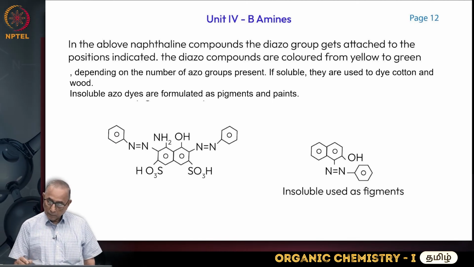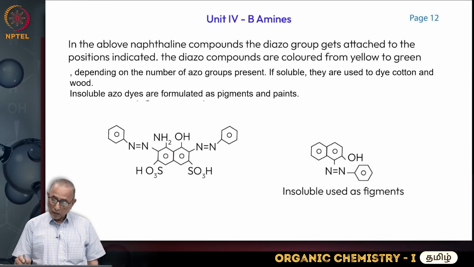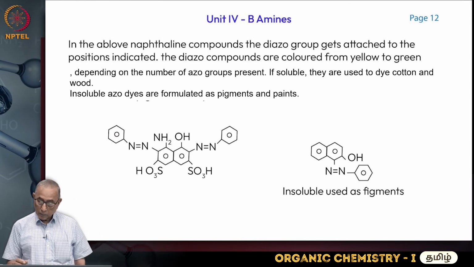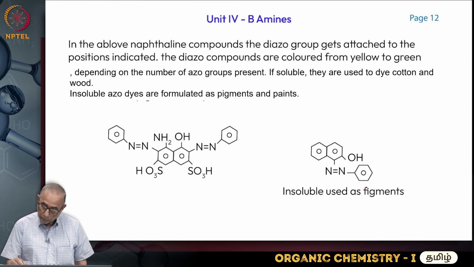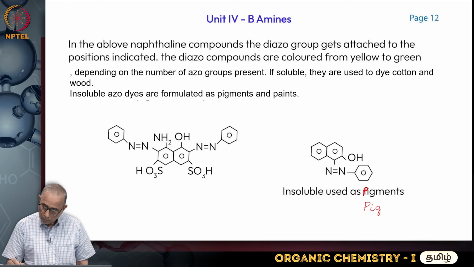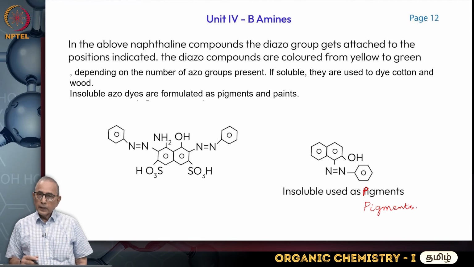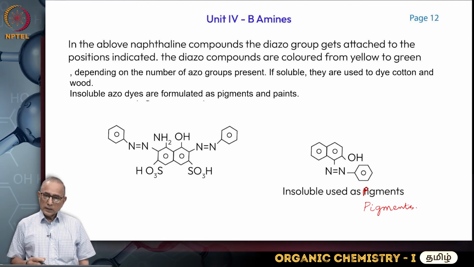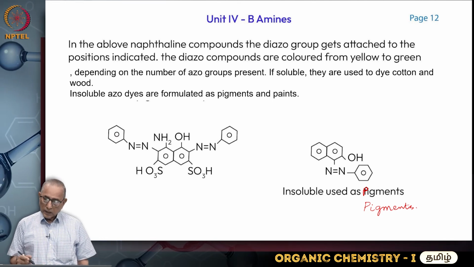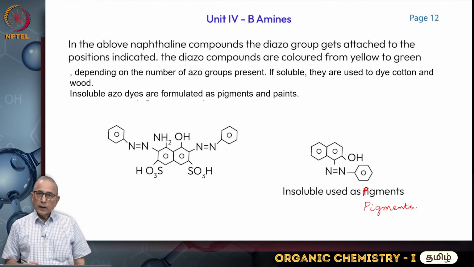This compound, where the azo group is in the first position and the phenol group is in the second position, has no sulfonic acid group. So, this will be insoluble. The insoluble colored compounds are used as pigments. Pigments are colored compounds finely powdered, and together with linseed oil and other chemicals, that is what you apply on the wall for protection of the wall. So these are used as pigments. Different colored pigments can be used to produce paints of different color.